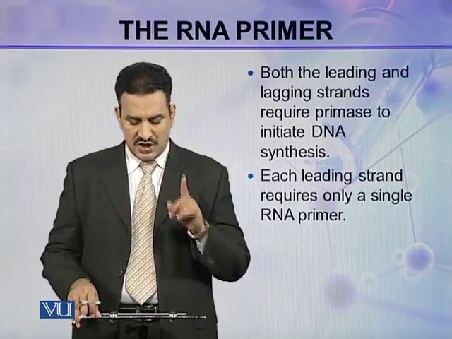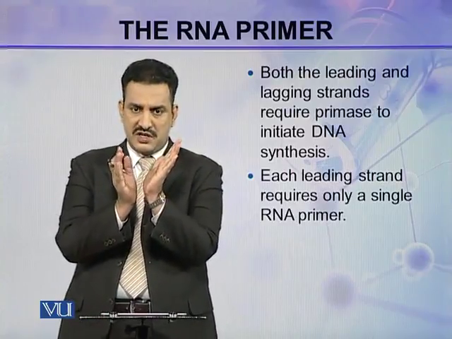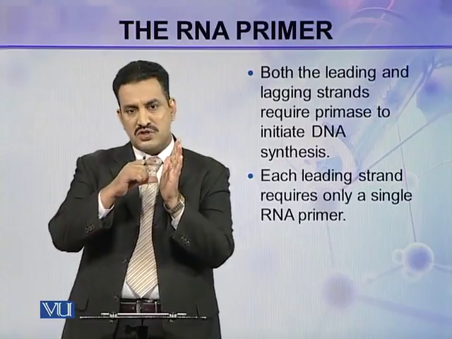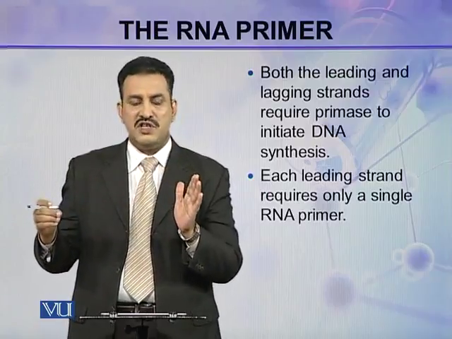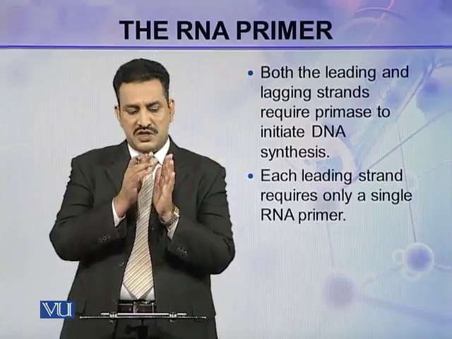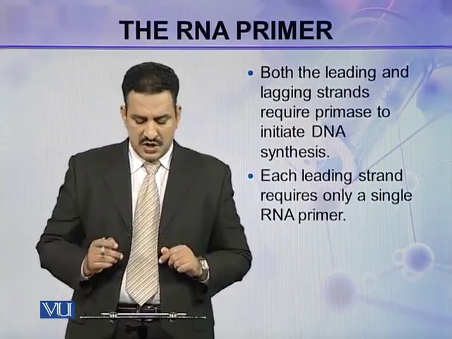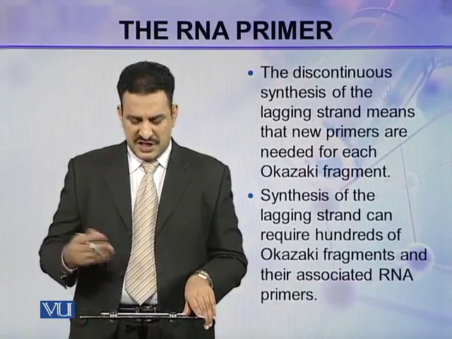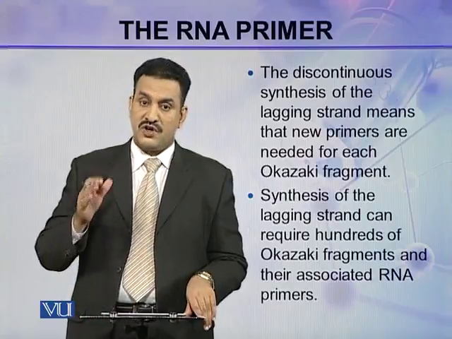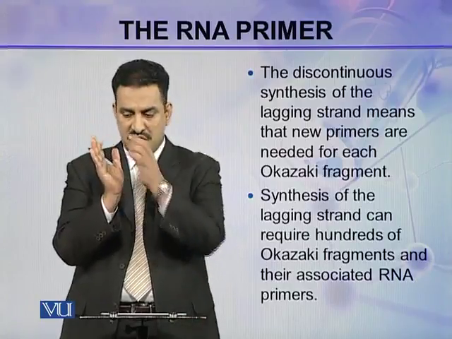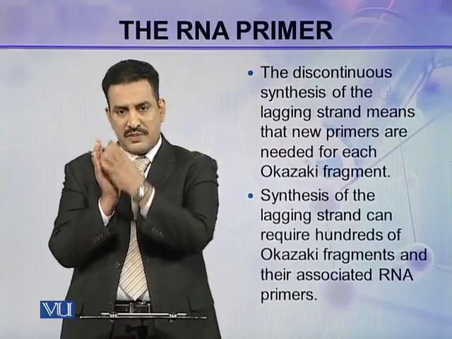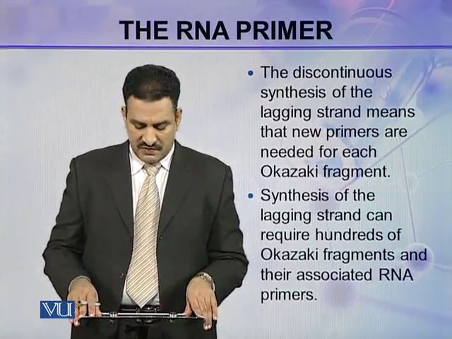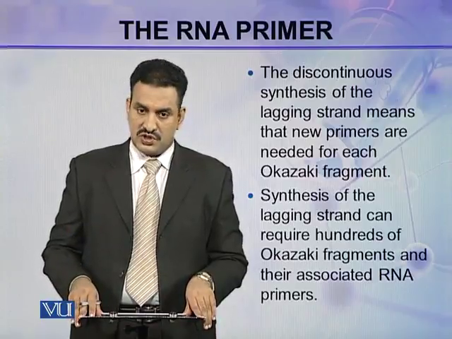Each leading strand requires only a single RNA primer. As you know, in the leading strand, once the synthesis of DNA is started, it continues until the replication fork reaches the end of the DNA molecule. So only one RNA primer is required at the leading strand, while on the other strand, the lagging strand, discontinuous synthesis takes place, which means that new primers are needed for each Okazaki fragment. In this lagging strand, new fragments are formed, and for each fragment one primer is needed. Synthesis of the lagging strand can require hundreds of Okazaki fragments, and therefore hundreds of associated RNA primers.